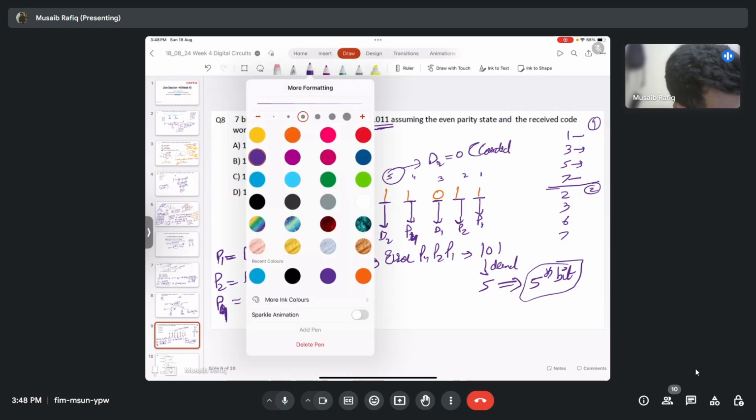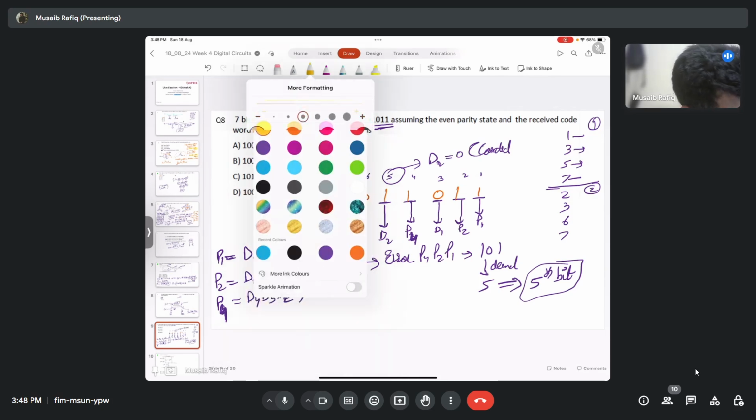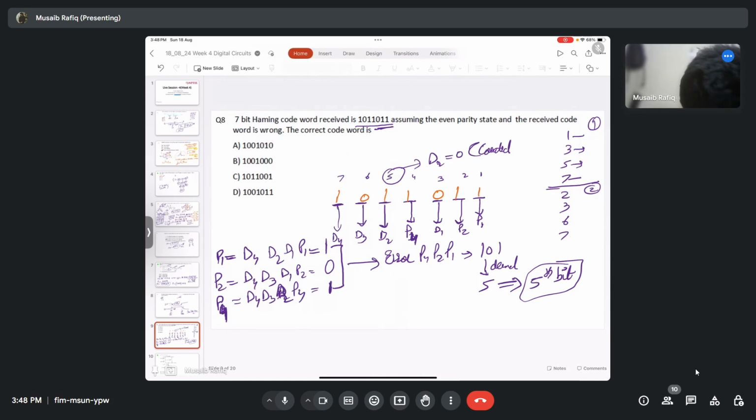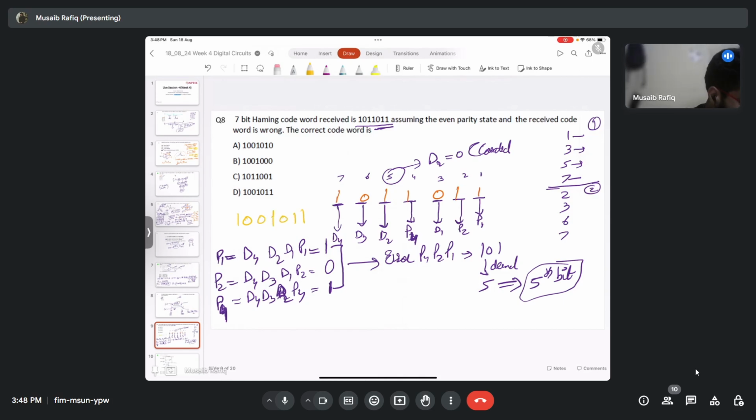And my corrected code, if D2 is 0, will be equal to 1001011. That is option D. So option D is my correct answer.